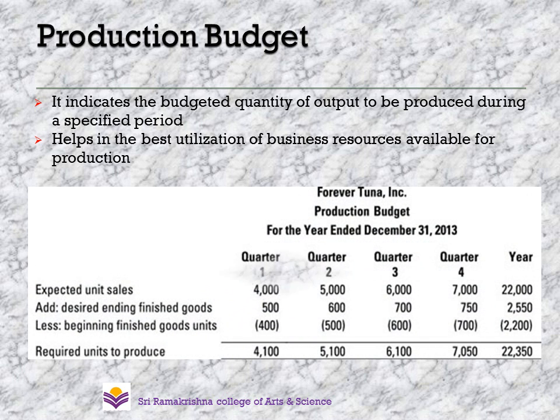So here is an example of a production budget where the expected units of sales are given. We have to add the stock at the end and deduct the stock at the beginning. So the solution we are going to get is the required units to be produced for a concern.